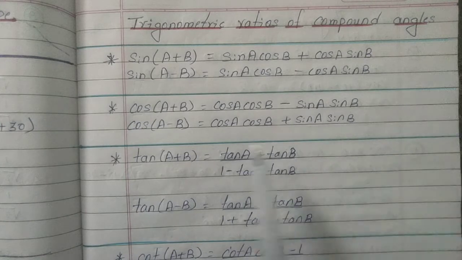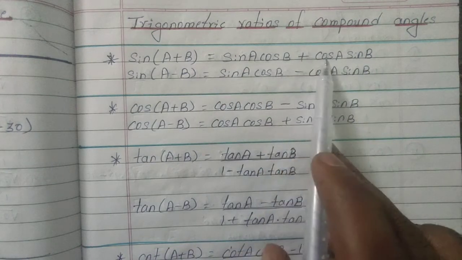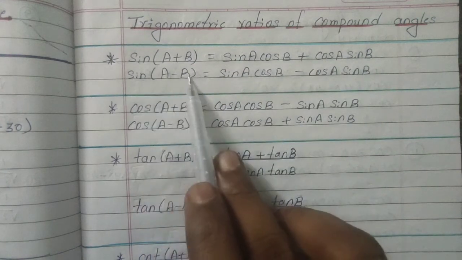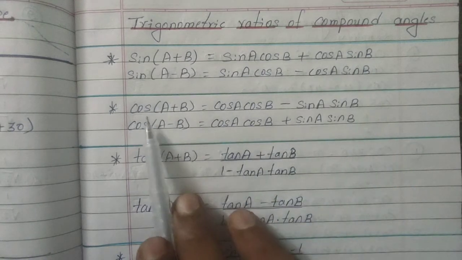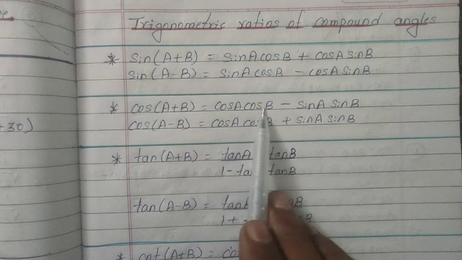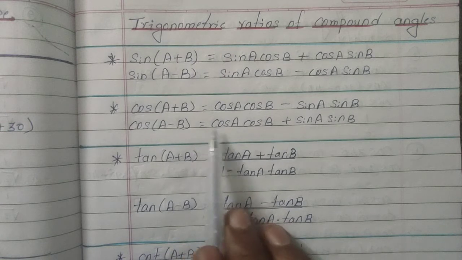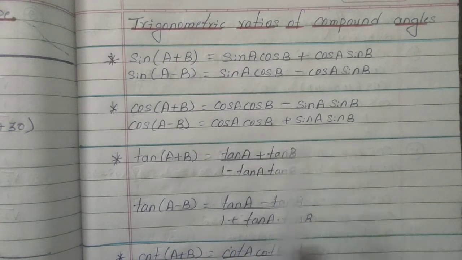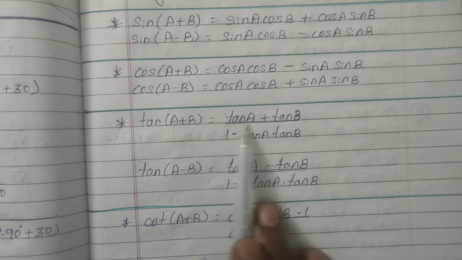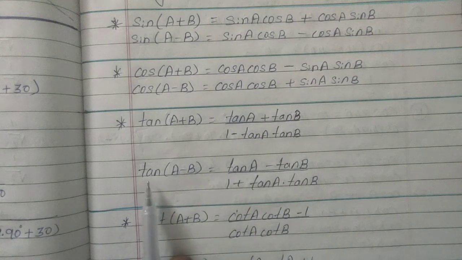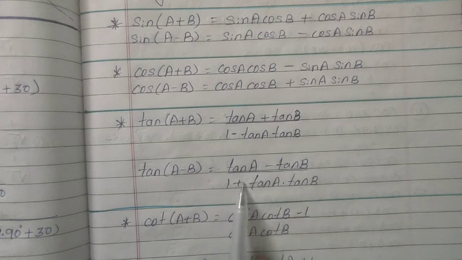Let me say: sin A plus B equals sin A cos B plus cos A sin B. Sin A minus B equals sin A cos B minus cos A sin B. Cos A plus B equals cos A cos B minus sin A sin B. Cos A minus B equals cos A cos B plus sin A sin B. Next, tan A plus B equals tan A plus tan B by 1 minus tan A tan B. Tan A minus B equals tan A minus tan B by 1 plus tan A tan B.